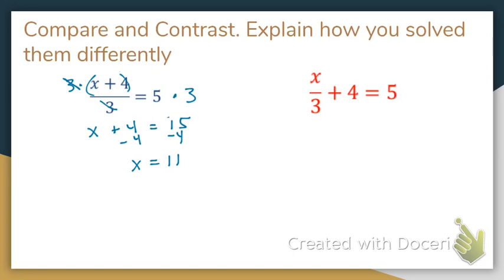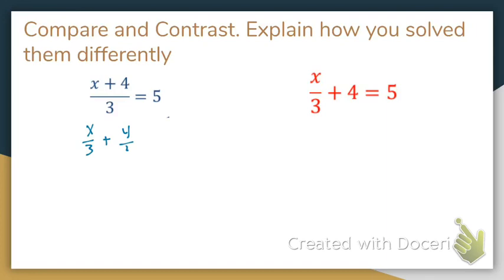You could have solved it a different way and it would have taken a lot more effort. Now, let me rewrite it the other way that I was telling you about. x over 3 plus 4 over 3 equals 5. Now we can do the exact same thing, right?